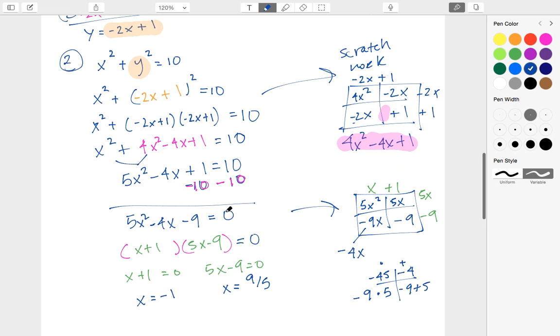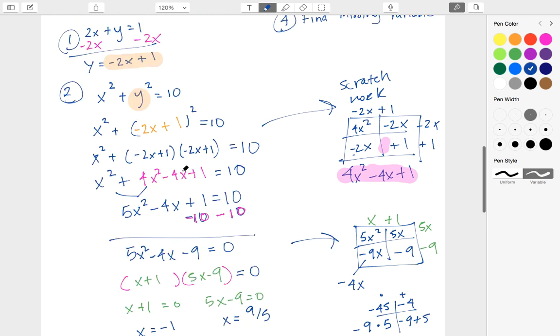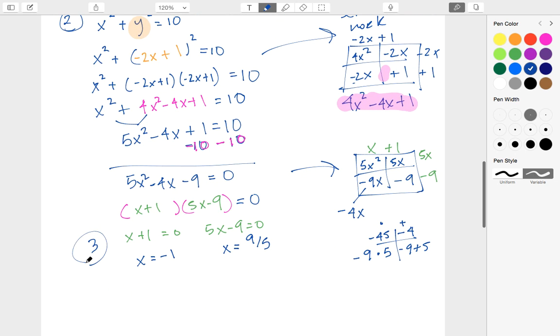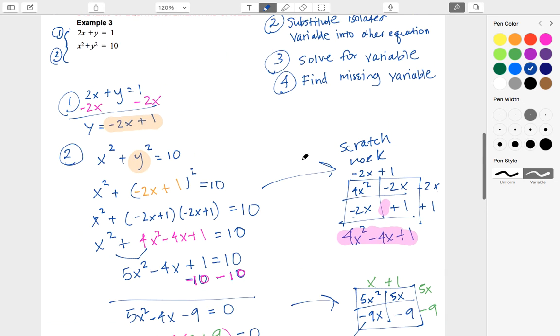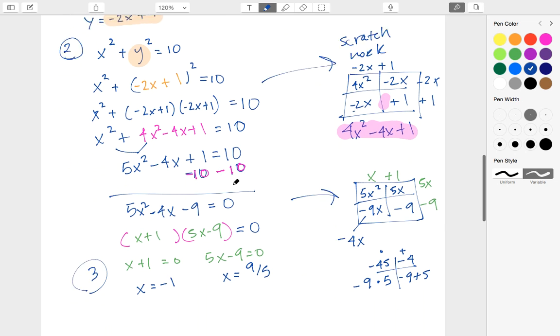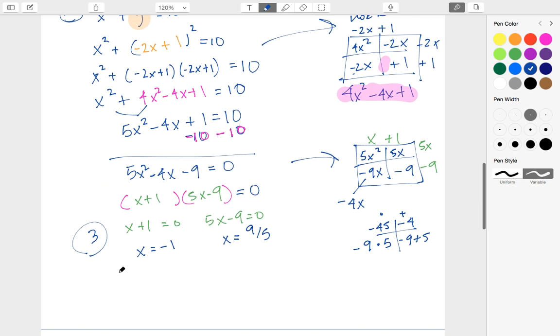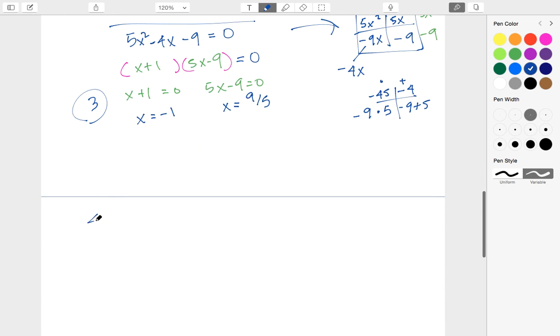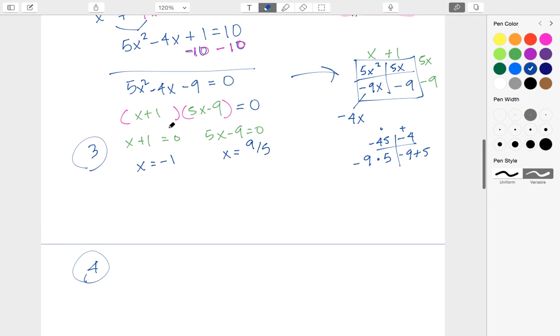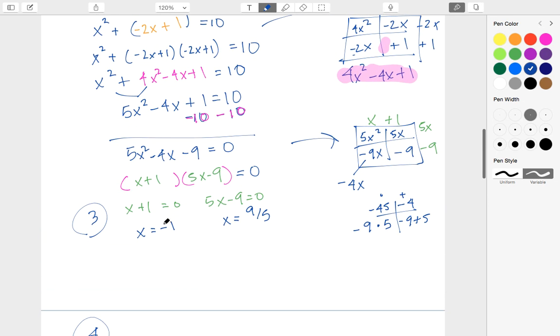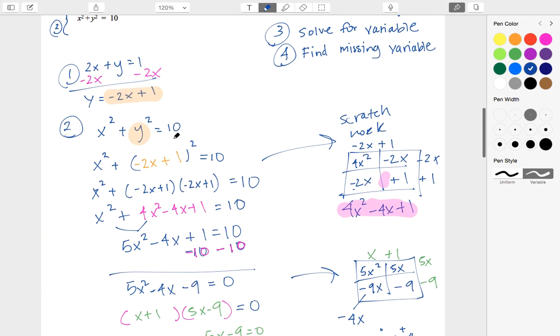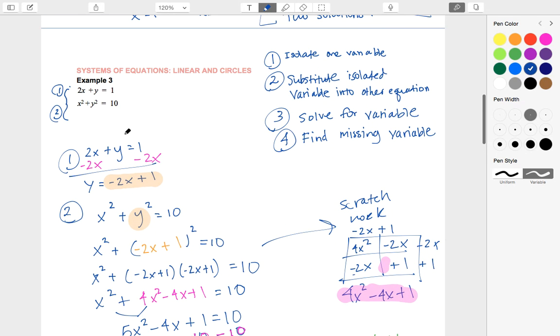Okay, and wow, that was a lot, right? So it says solve for variable. Well, we did that. This is step 3. It just took a little bit more time and steps. And then we still have to follow through and find the missing variable, in this case, our y value. So we can go ahead and solve for that. So step 4, we would substitute each of these into either one of the original equations.